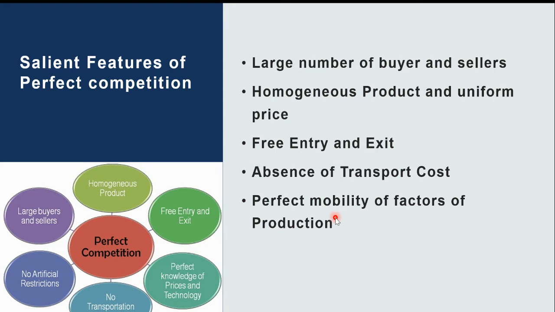So if a farmer who has a land in cultivating paddy feels that he wants to grow sugarcane, he can do it. If he wants to build a factory, he can do it. This is only the meaning for perfect mobility of factors of production. He will be a farmer.